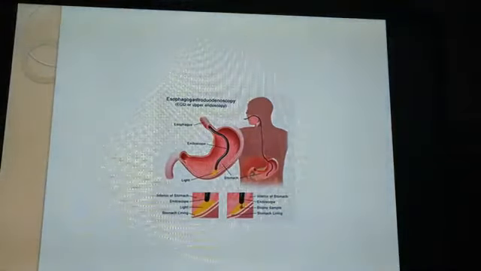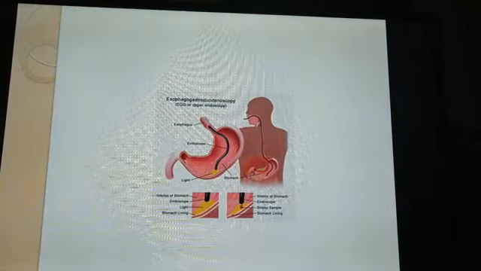In this picture we see an endoscope going from the esophagus to the stomach. So we see gastro endoscopy, or upper endoscopy.